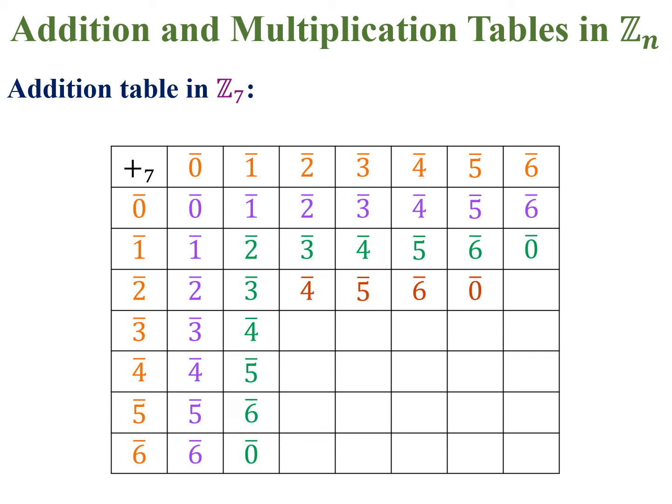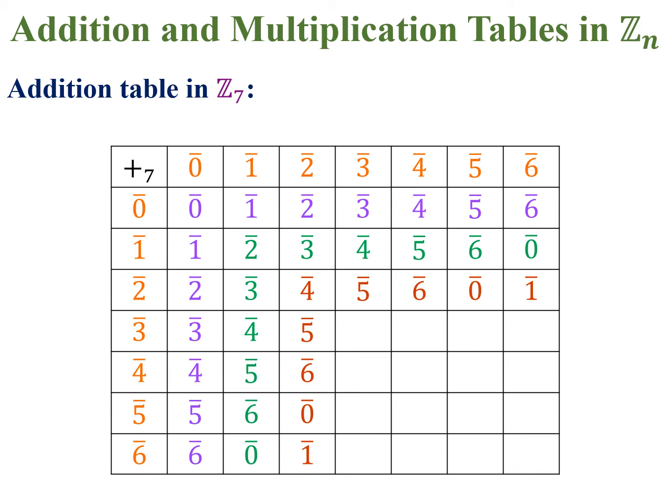Here 2 plus 6 is 8. Again 8 is not present in Z7. So divide 8 by 7, you will get the remainder 1. So here will be the class of 1. All these elements are obtained in this column again, because this addition is commutative. So this row and this column both are the same in this way.